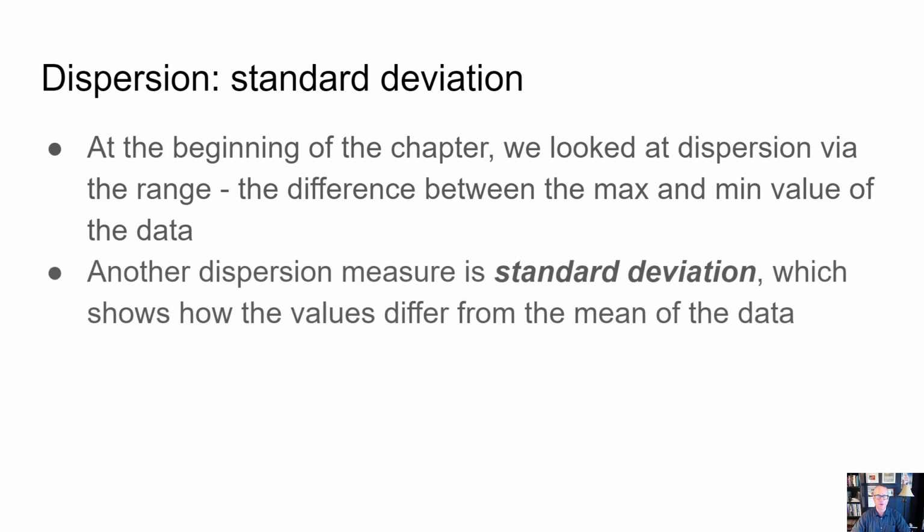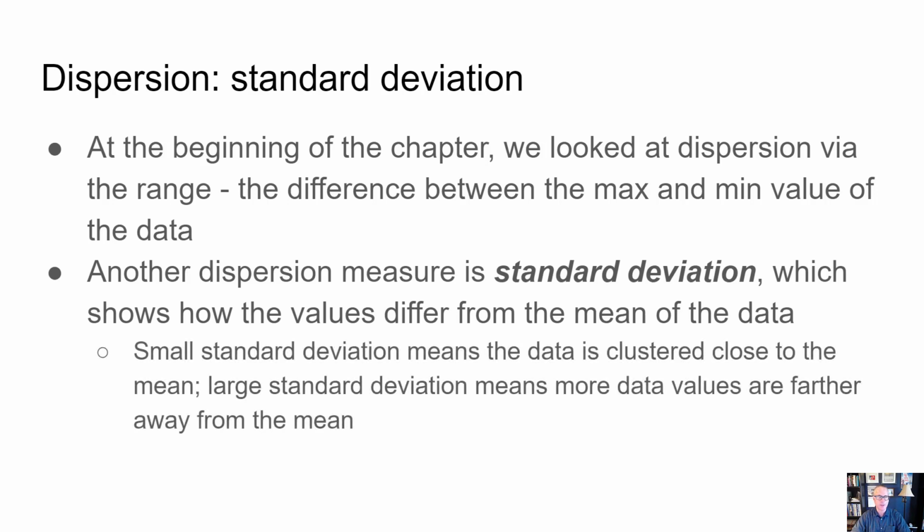Another dispersion measure that we're going to look at now is called standard deviation, which shows how the values differ from the median, or mean, I should say. So a small standard deviation would mean that the data is clustered close to the mean, whereas a large standard deviation would mean more data values are farther away from the mean.